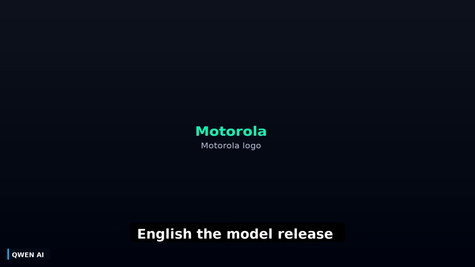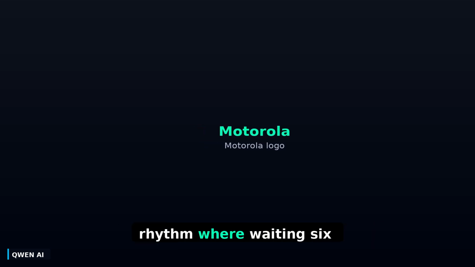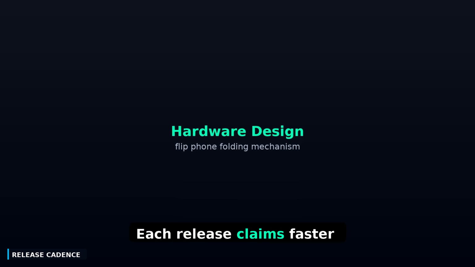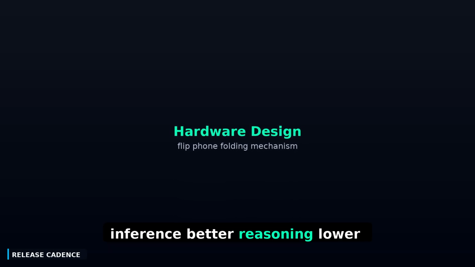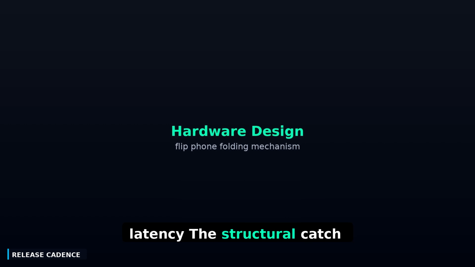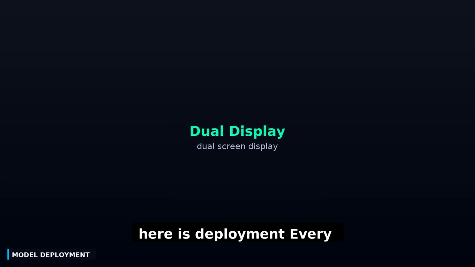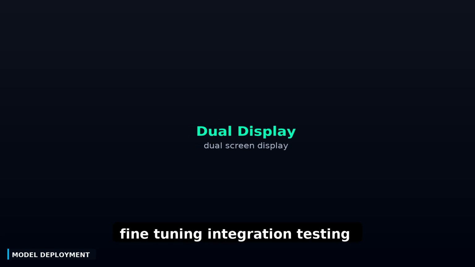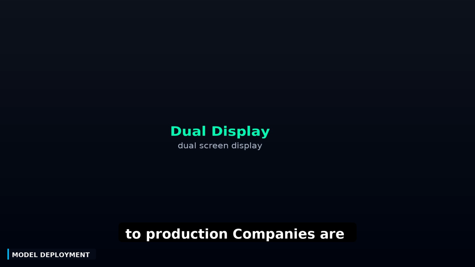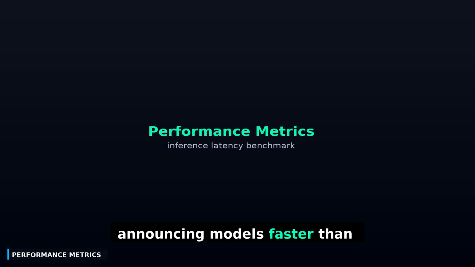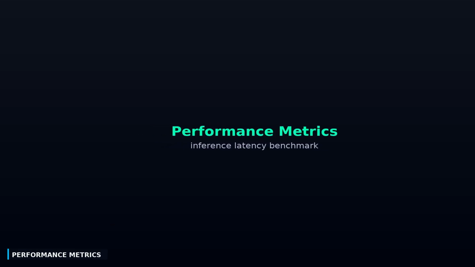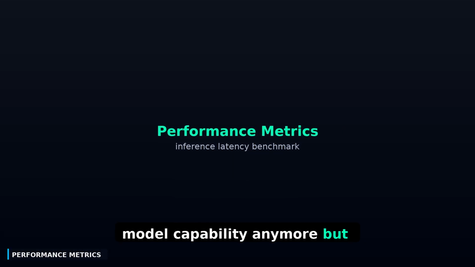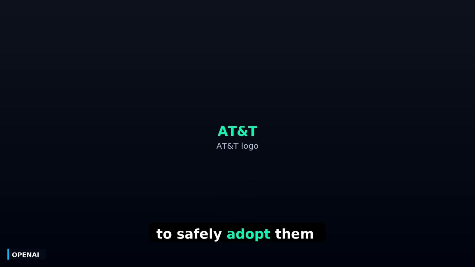In plain English, the model release cadence has hit a rhythm where waiting 6 months for a new version is already dated. Each release claims faster inference, better reasoning, lower latency. The structural catch here is deployment. Every new model requires validation, fine-tuning, integration testing before you ship it to production. Companies are announcing models faster than teams can evaluate them. That brings us to the real bottleneck. Not model capability anymore, but the infrastructure and process to safely adopt them.